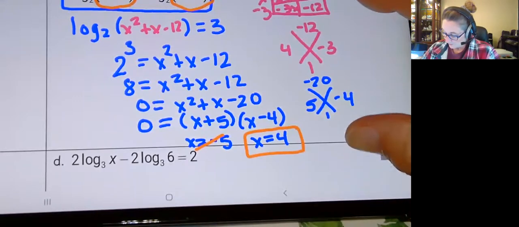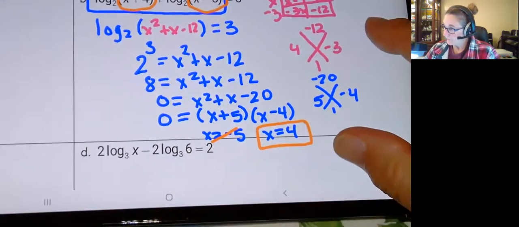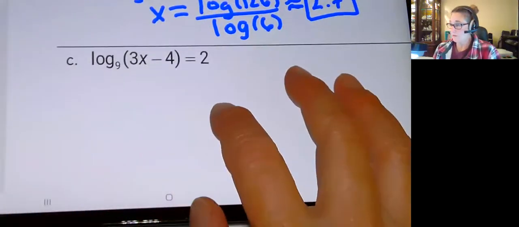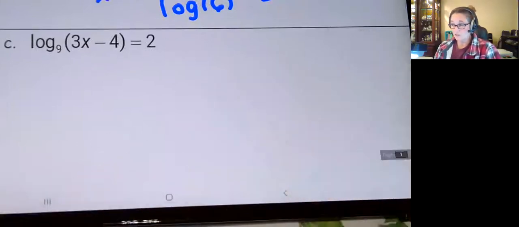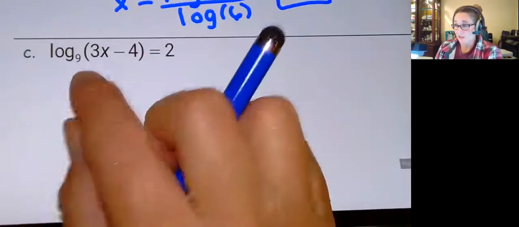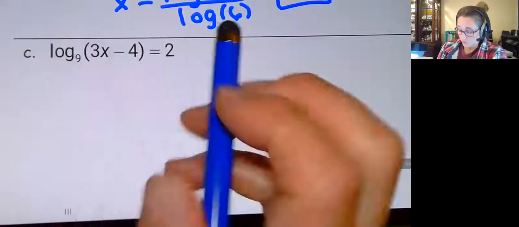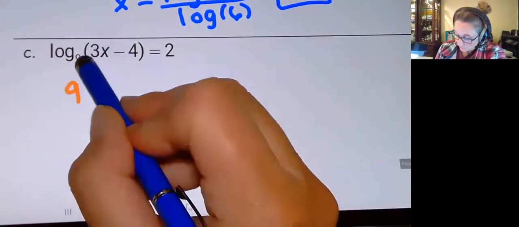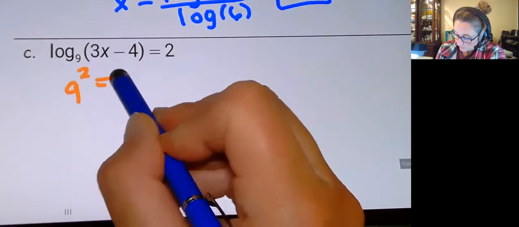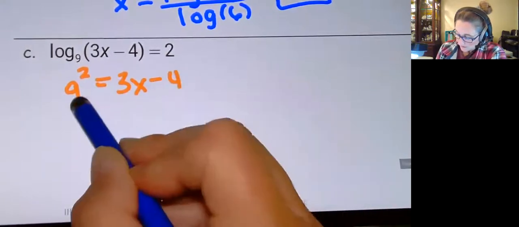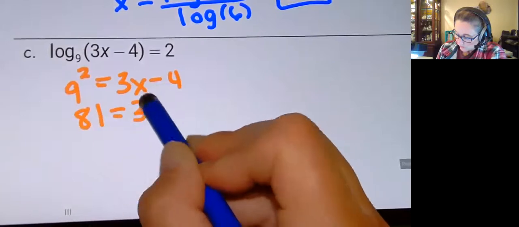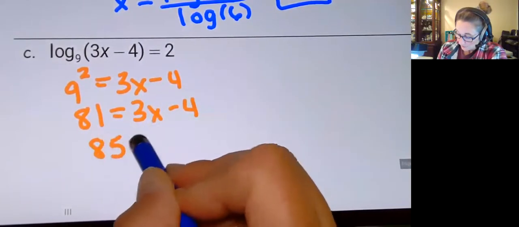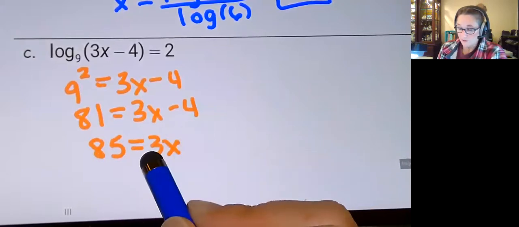Okay, on letter C, this one is just like the last one, but a little easier in the sense that it's already a single logarithm. So this is going to be one that I rewrite in exponential form. 9 to the second is equal to 3x minus 4. 81 is equal to 3x minus 4. 85 is equal to 3x.